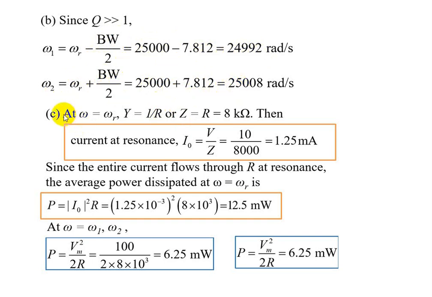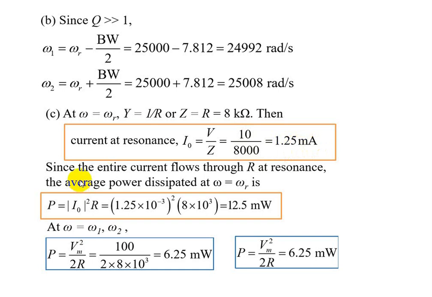And coming to the current and power at omega equal to omega R, we have seen that the total admittance will be equal to 1 by R, or the impedance will be equal to R, which is 8 kilo ohm. The current will be limited only by the resistance. So current at resonance, indicated as I naught, will be equal to V by Z. In the place of Z, we substitute the value of R, that is 8 kilo ohm, which is 8000. So 10 by 8000 is 1.25 milliampere.